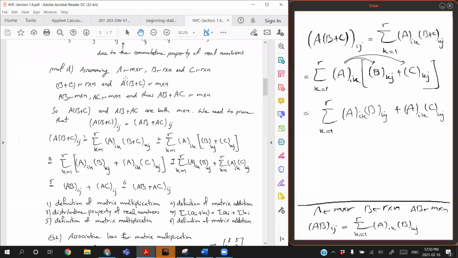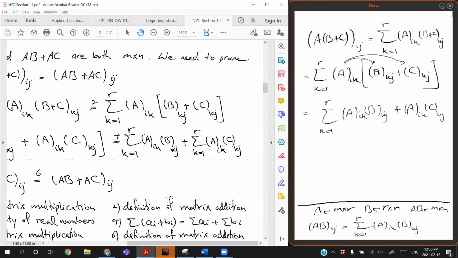Next step, I'm going to use the properties of sigma. We know that, so I've written it here. Sigma of (a_i + b_i) is sigma a_i plus sigma b_i. Basically, what we have here is the commutative property of addition. So if you have, let's say, a1 plus b1 plus a2 plus b2 plus a3 plus b3, you can also first add up all the a's and then add up all the b's and then add up the two.